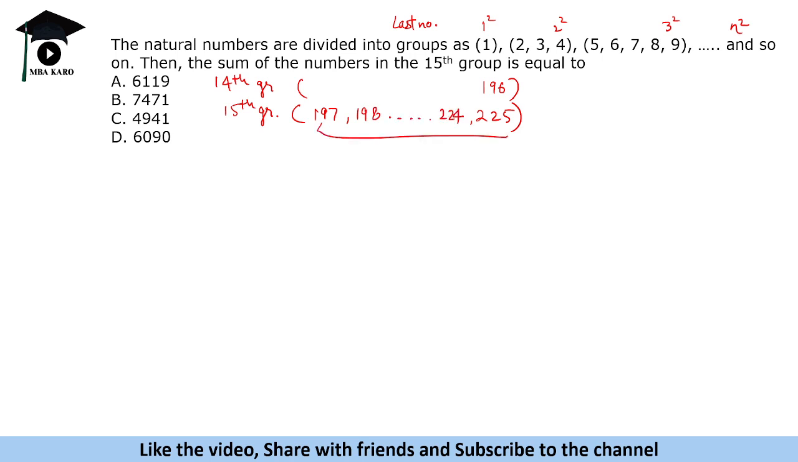So we need to find its sum, right? So this is an arithmetic progression. So the sum is n by 2 times a plus l. N is how much? 225 minus 196, we have 29 numbers, 29 by 2, and the first number is 197 plus 225, that is 422.